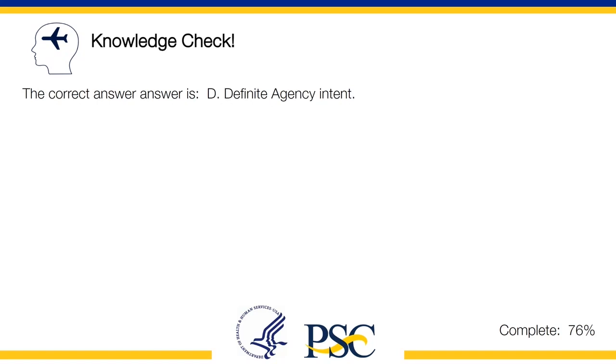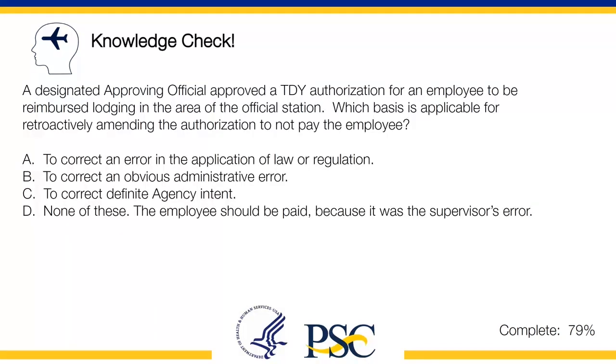Definite agency intent. A designated approving official approved a TDY authorization for an employee to be reimbursed lodging in the area of the official station. Which basis is applicable for retroactively amending the authorization to not pay the employee? A. To correct an error in the application of law or regulation. B. To correct an obvious administrative error. C. To correct definite agency intent. D. None of these. The employee should be paid, because it was the supervisor's error. Pause the video, consider your response, and resume to learn the answer.